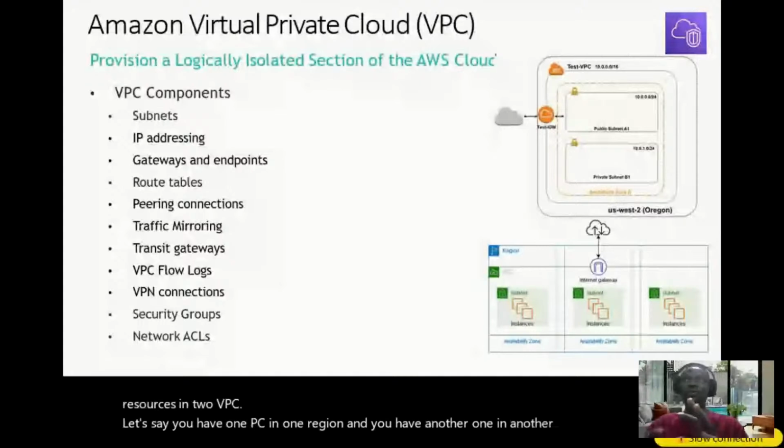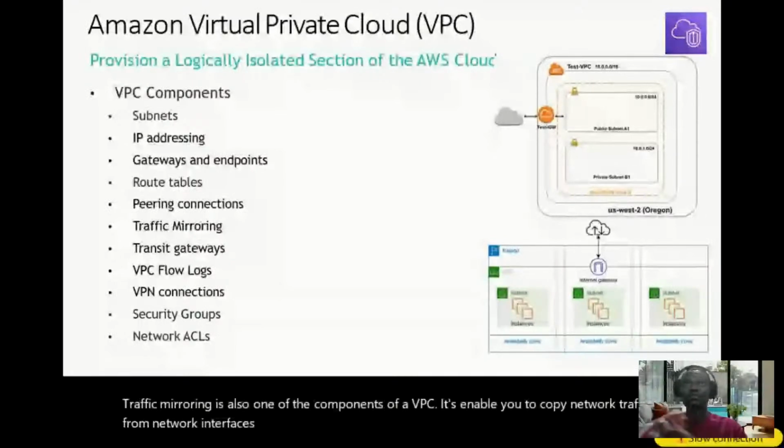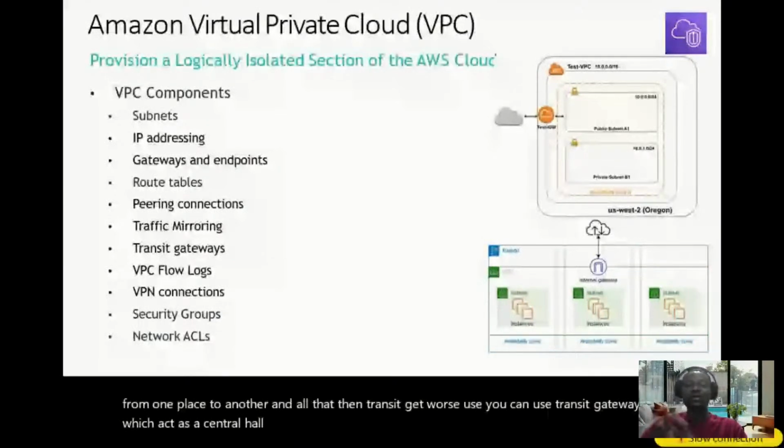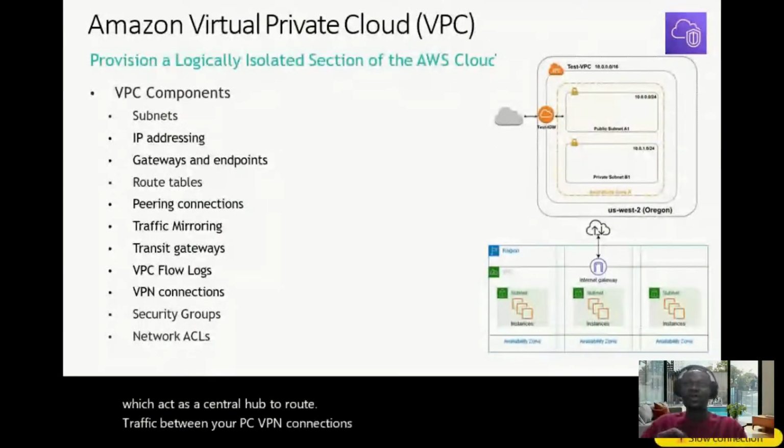Then it's also one of the VPC features. It's enabled to copy network traffic and send it to security and monitoring appliances for packet inspection, in terms of anything that happens in your packets being transmitted from one place to another. Then transit gateways: you can use a transit gateway, which acts as a central hub to route traffic between your VPCs, VPN connections, and AWS Direct Connect connections.